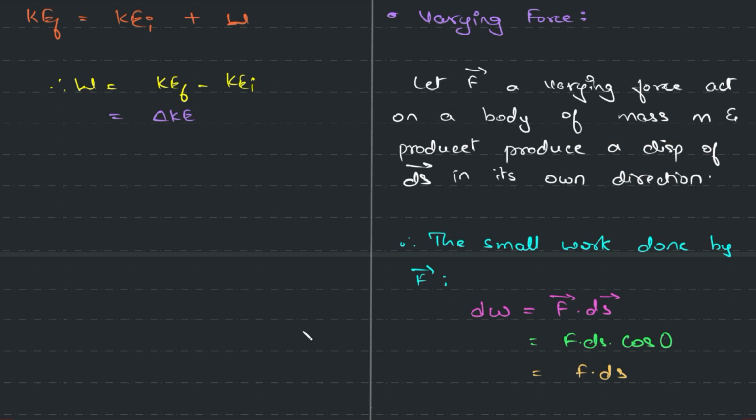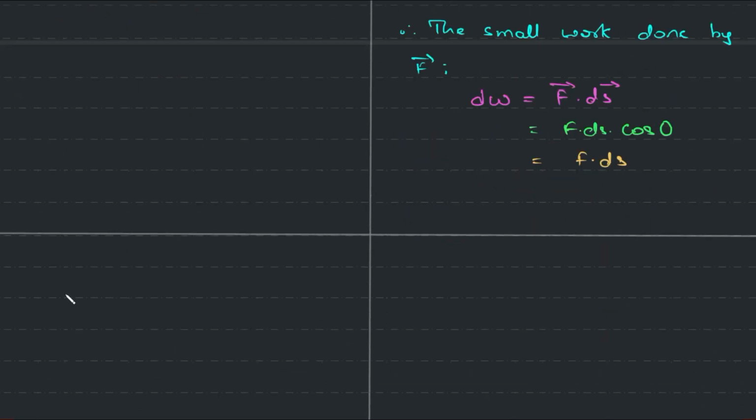We have done this actually. Then we rewrite F as m into a, and a as dv by dt, and ds.